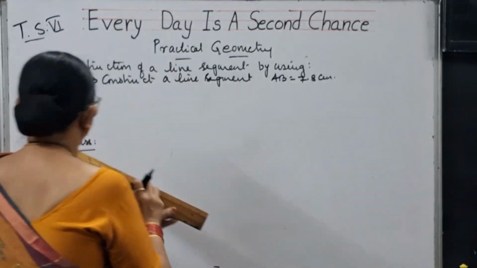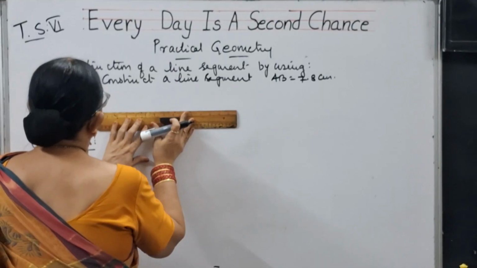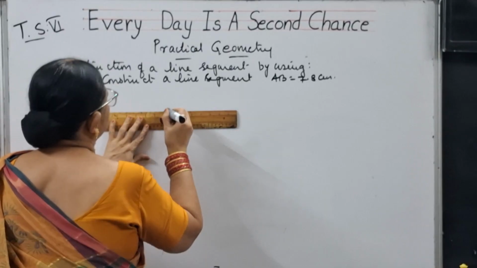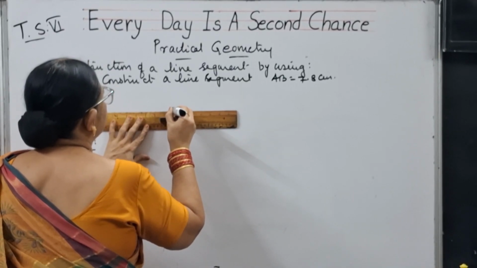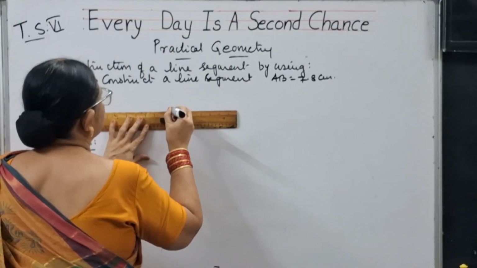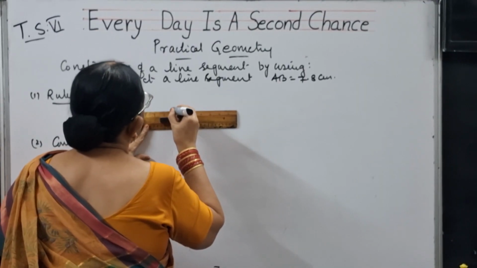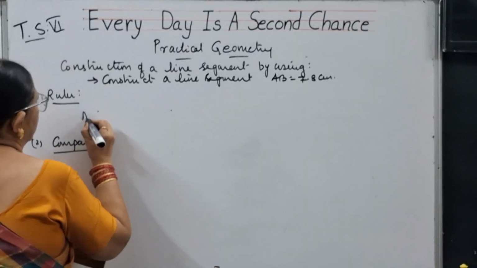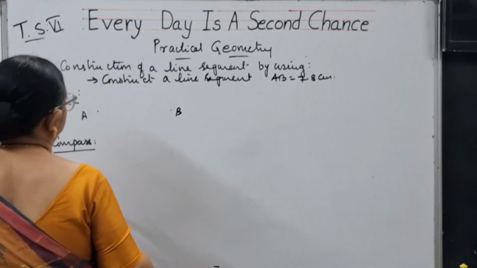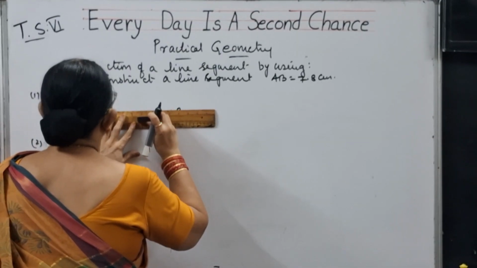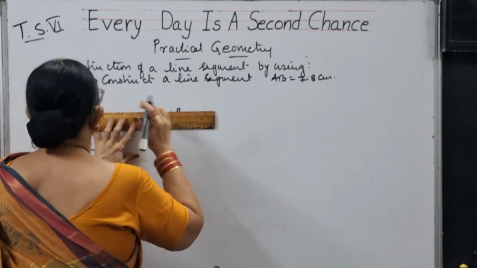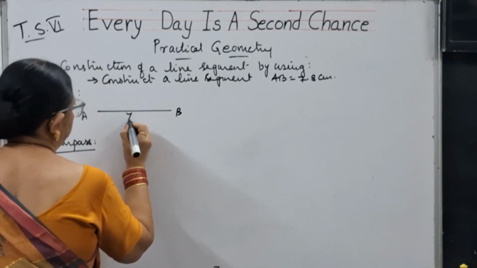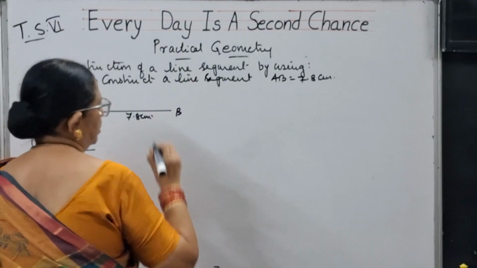You have to put a scale like this, and at 0 you have to locate a point, and 7.8: after 7, 8 digits afterwards. So 7.5, 6, 7, 8. So 7.8 is somewhere here you are locating. So this is A, this is B. If you join these two, you are going to get a line segment AB of 7.8 centimeters.